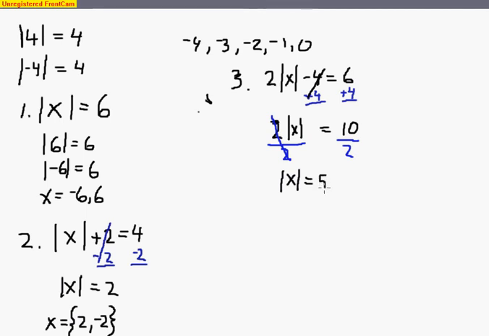So from that point, all we have to do is figure out the 2 numbers that make 5, and that would just be 5 and negative 5. And again, we can use those braces to represent the solution.